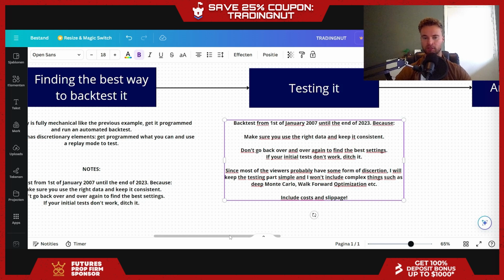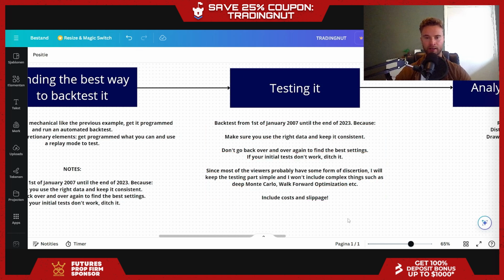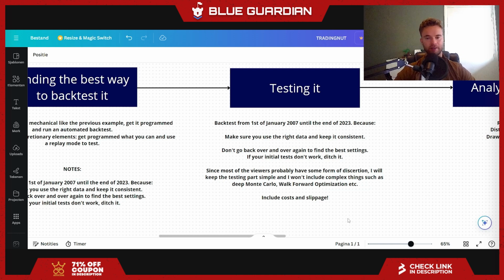And I'm going to keep it simple because there is way more to backtesting than I'm going to explain here, because otherwise the video is going to be extremely large. So I'm not going to talk about walk forward optimization, Monte Carlo, etc. So it's really your simple idea, testing it and not tweaking too much. That's the basic thing that you want to be doing.